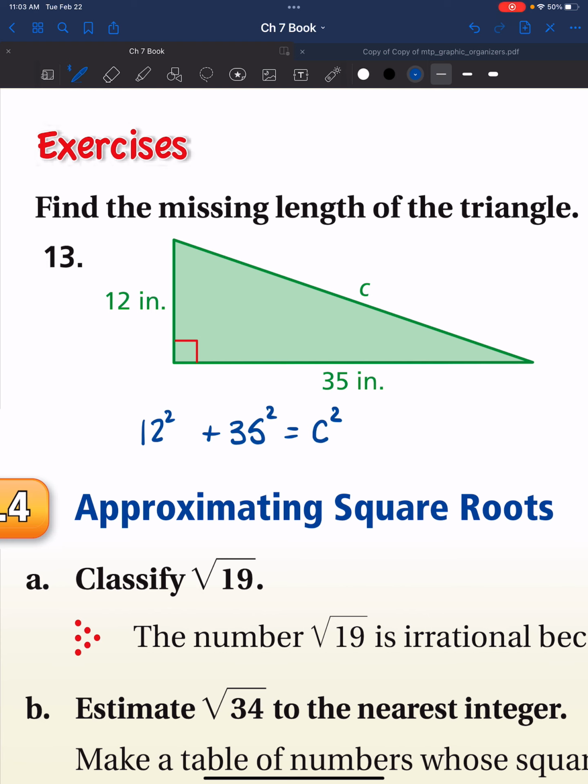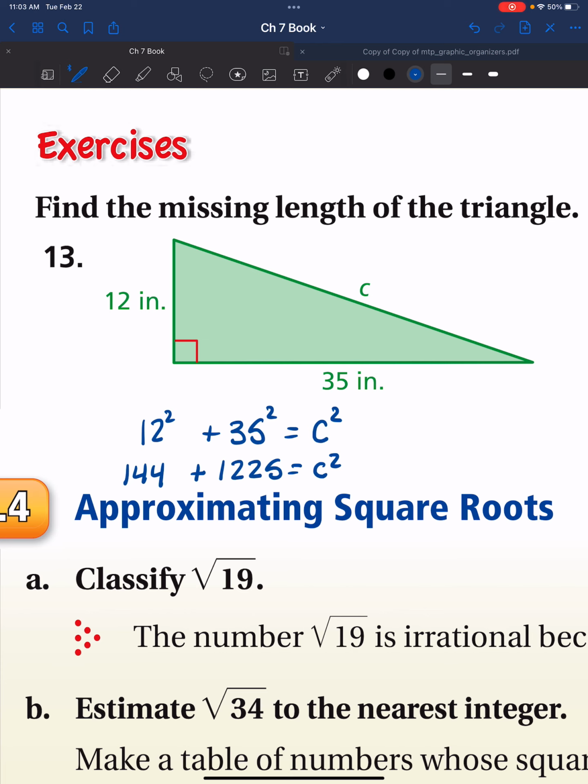That's a big number. Now, you can use your calculators if you want. You should know 12 squared, though. 12 squared should be memorized. 144. Okay, so it's 144 plus 1,225 equals c squared.